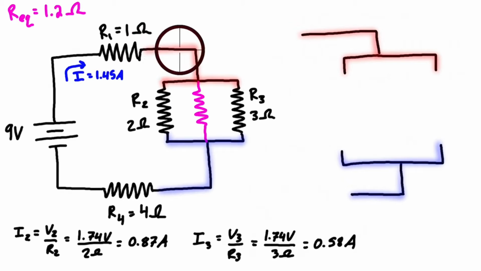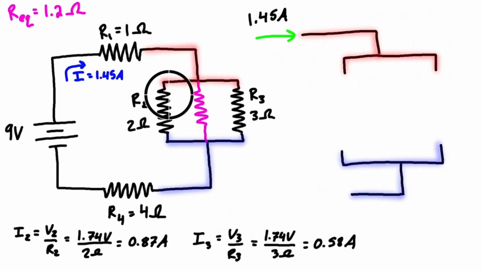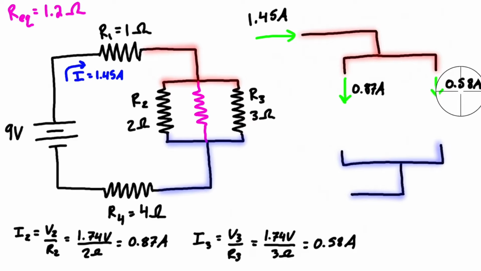So coming through resistor 1 into the red node, we have 1.45 amps. So let's draw the direction in like this, and we can label it as 1.45 amps. Through resistor 2, we have a current of 0.87 amps coming out. And resistor 3, we have a current coming out of 0.58 amps. Now if you add up 0.87 plus 0.58, it adds up to 1.45. So we have 1.45 amps coming in and 1.45 amps coming out in total of this red node.